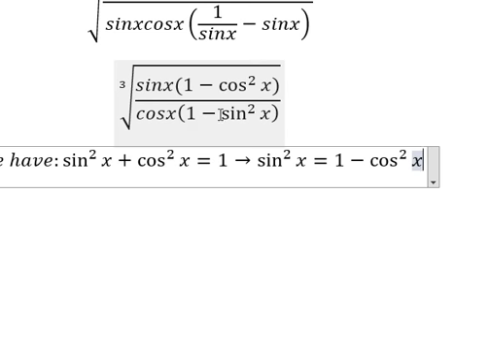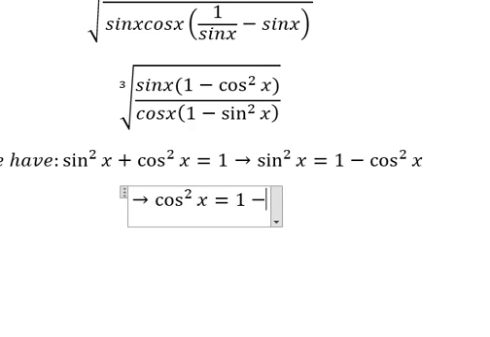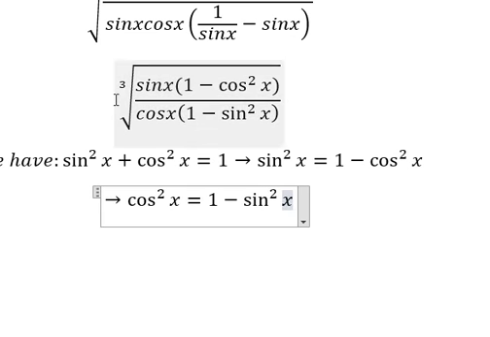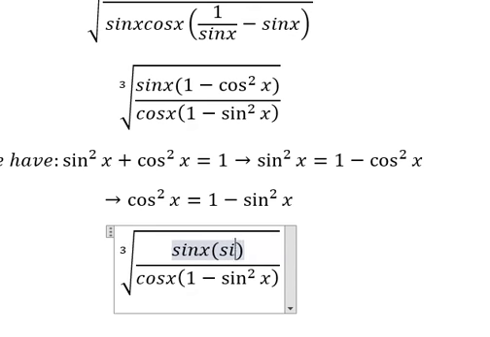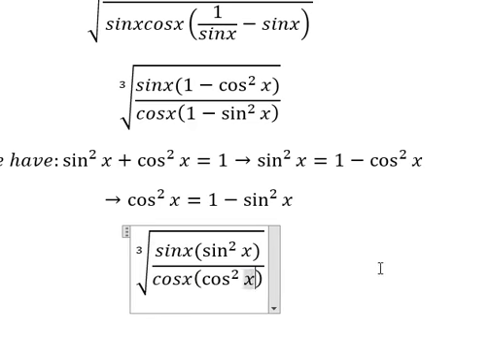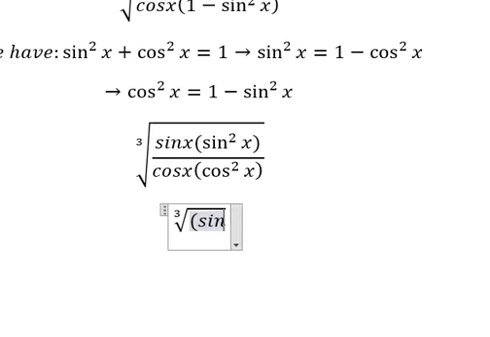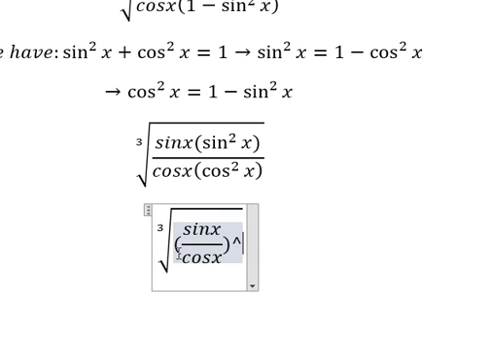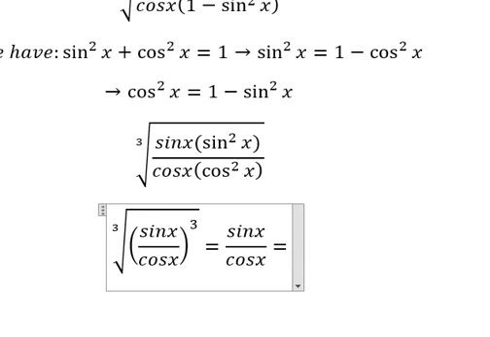We have 1 minus sin x squared, so I will put sin x squared to the right and we have cosine x squared equals 1 minus sin x squared. This one we change by sin x squared. This one we change by cosine x squared. And now we simplify like this. And this one we have sin x over cosine x and we have tan x.